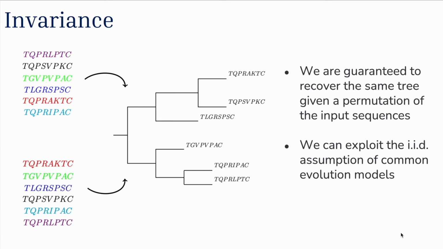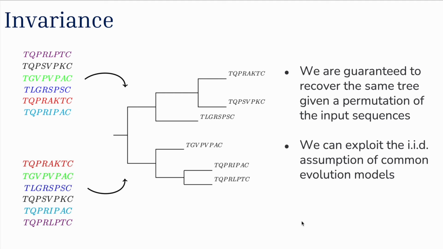In our case, we want our prediction method to be invariant to the order of the sequences in the input alignment. If we shuffle them, we want to recover the same tree. And in our case, given the devised architecture, we are guaranteed to do so. So shuffling the sequences, we still get the same predicted output tree.